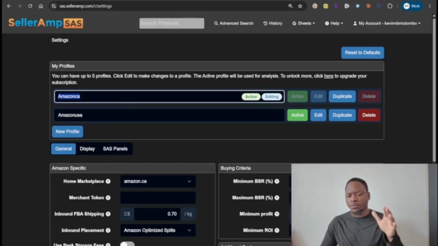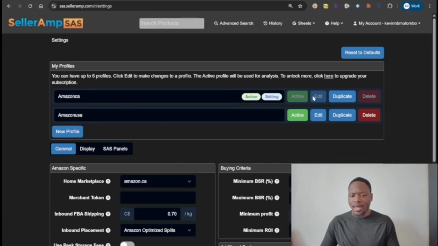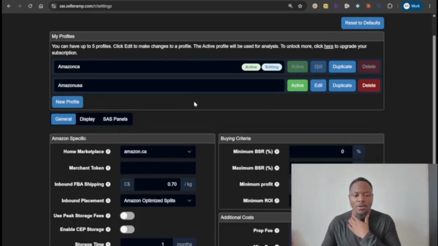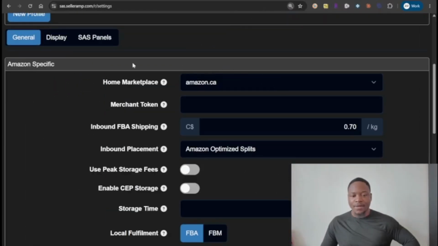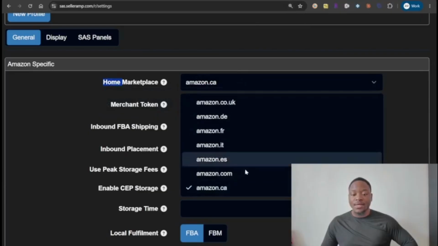So for now, just put Amazon CA, and then you want to click active and editing, right? Because you want this filter to be, first of all, activated. You also want this filter to be editing, because we're going to be doing some editing right now. So the first thing that you want to do, super important, is that when it comes to Canada, you want to select the Canadian marketplace.